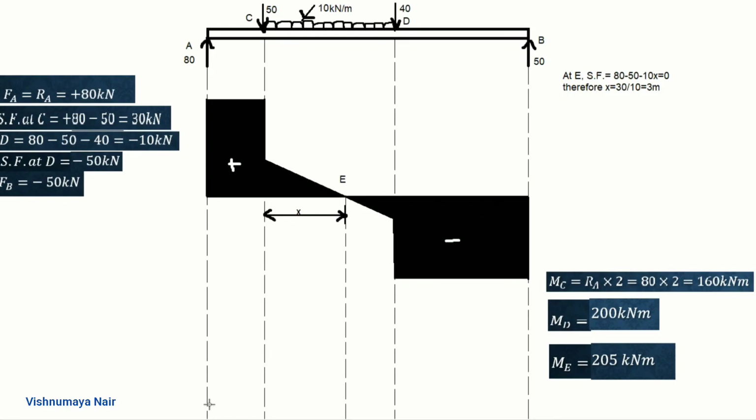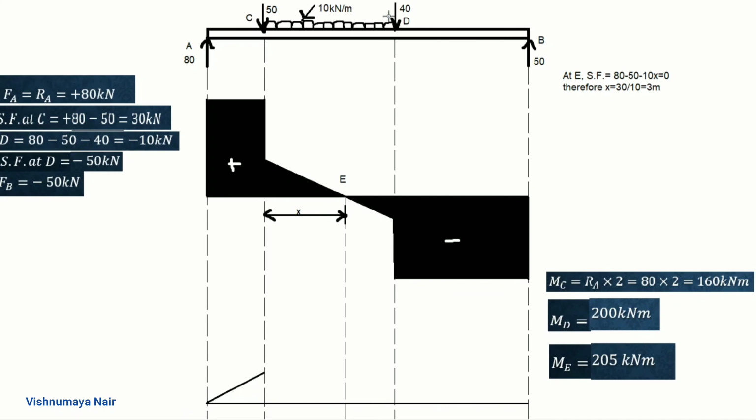Let's draw the bending moment diagram. For that we have to draw the baseline first. Now at this point A, bending moment is equal to 0. Now at this point C, we have bending moment equal to 160 kilonewton meter, and the bending moment between the points A and C varies according to straight line law. So let's mark this variation using a straight line like this.